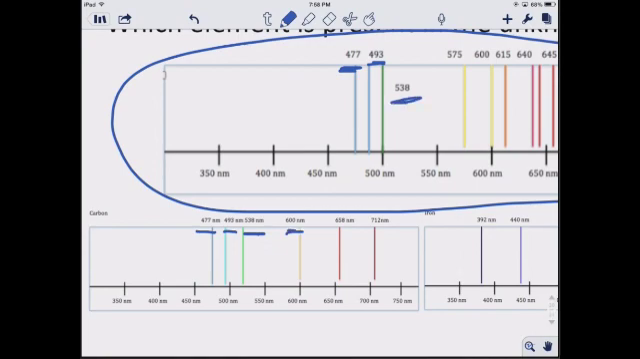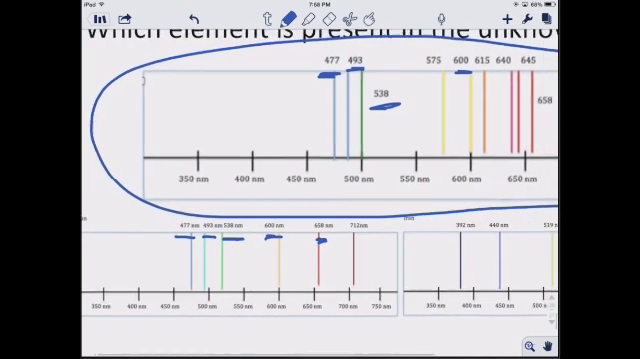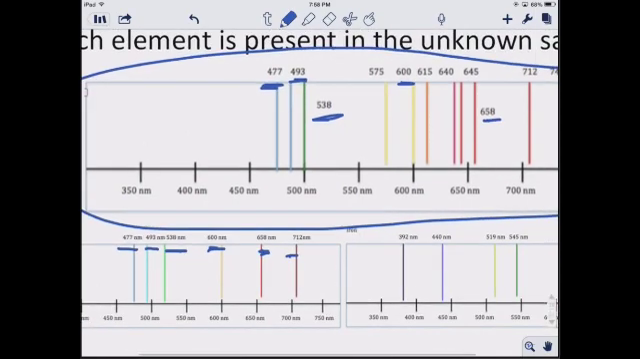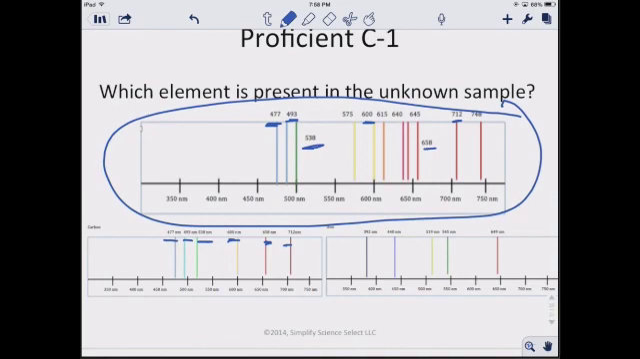We have a 600 nanometer line, and we have a 600 nanometer line in the unknown. We have a 658, and we also have a 658. Then we have a 712, and when we look in our sample, we also have a 712. So by comparing our unknown to carbon, we know this sample of light has carbon in it, because it has all the specific wavelengths of light at the right places.